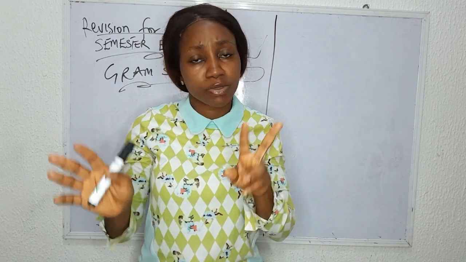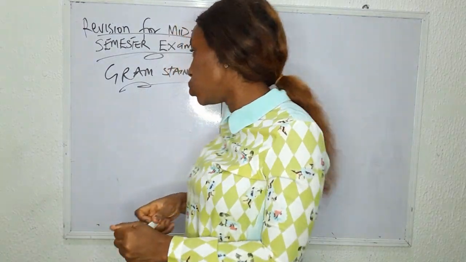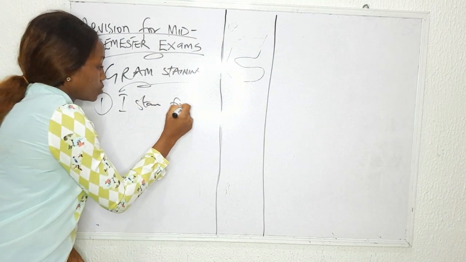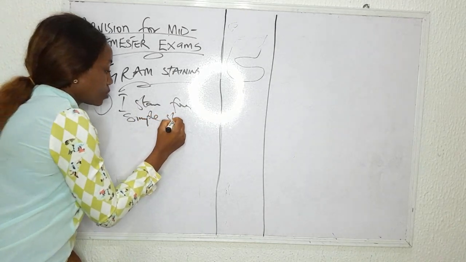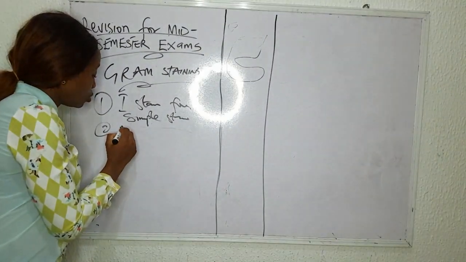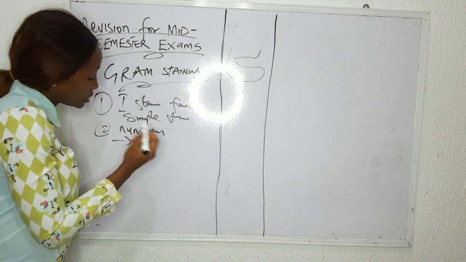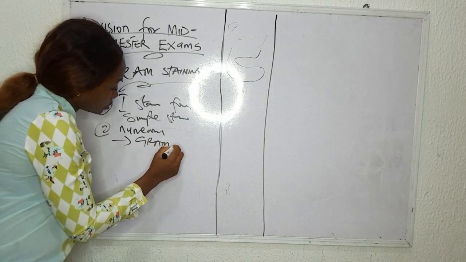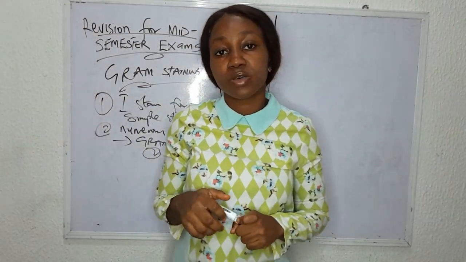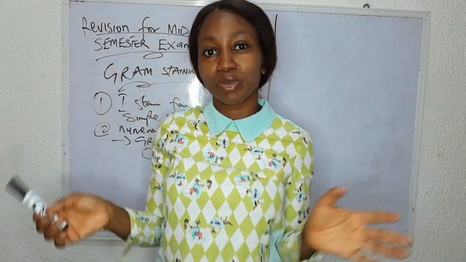So we have basically two main types of staining techniques: the differential stain and the simple stain. In the simple stain, we usually use one stain. Then for the differential stain, we make use of different stains. For example, the gram stain that I'll be talking about, we make use of two stains here. Gram staining was discovered by Christian Gram in 1882. We're not going to be talking about that detail because we're not historians. We're going straight to the principle of gram staining.